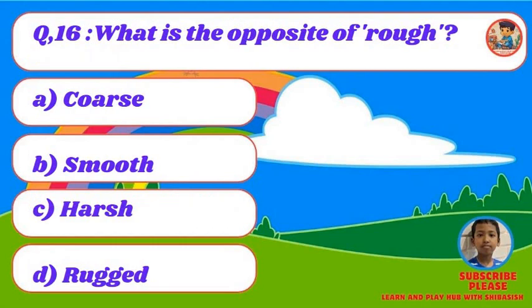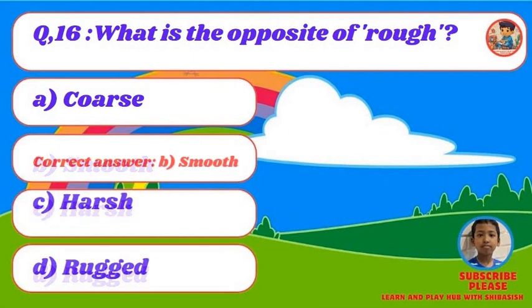Question 16. What is the opposite of rough? Option A, coarse. Option B, smooth. Option C, harsh. Option D, rugged. It can be rugged also. The correct answer is option B, smooth.